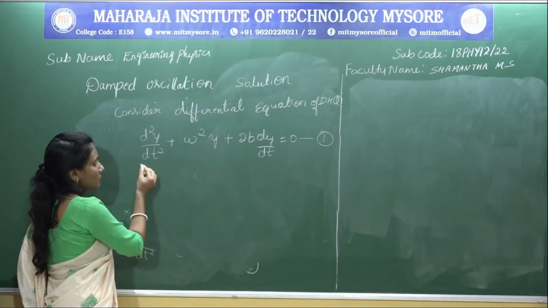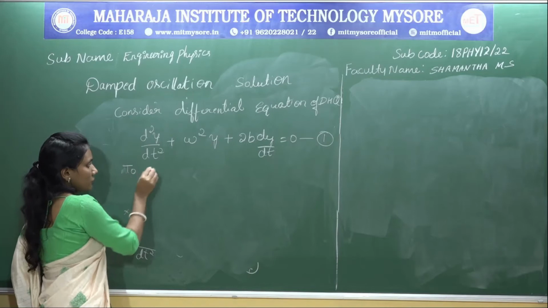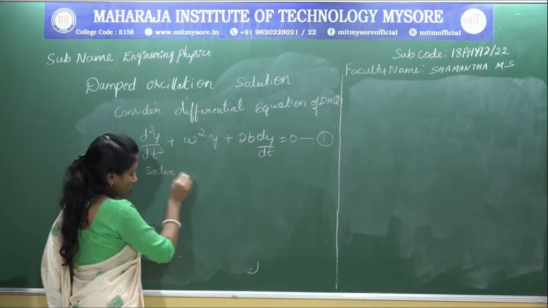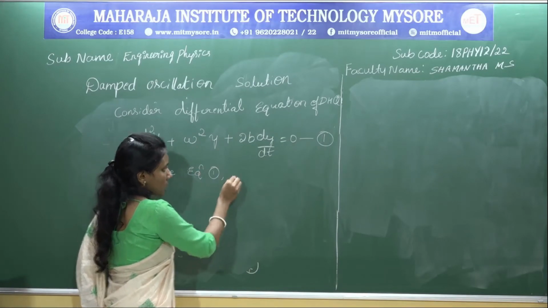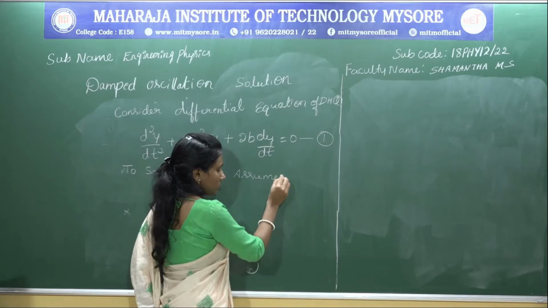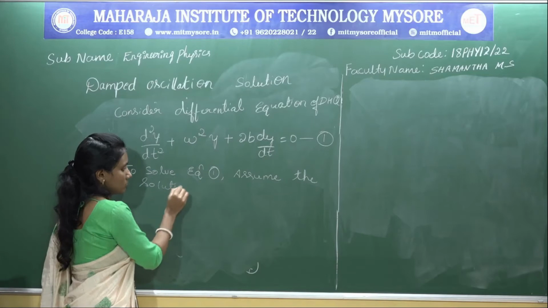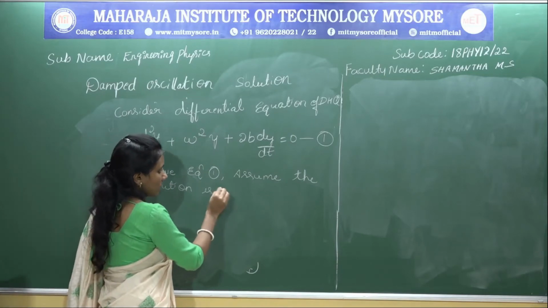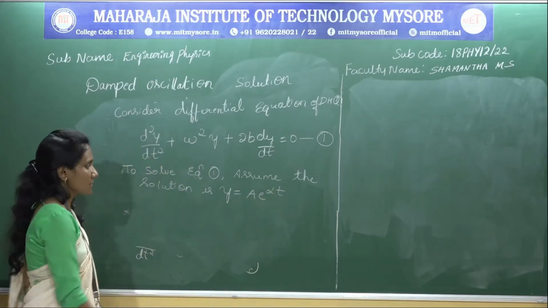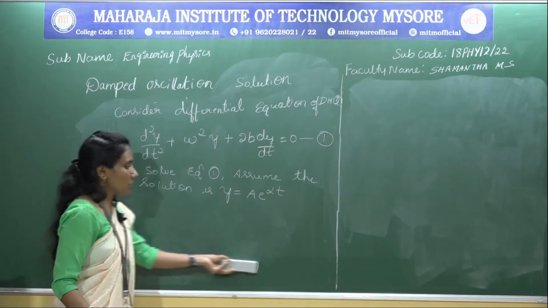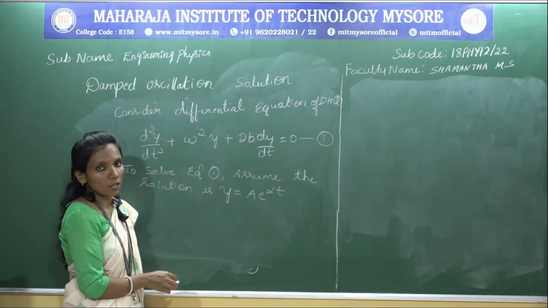Now, to solve this differential equation, equation 1, assume the solution is y is equal to a into e to the power of alpha t. Okay. So, just assume one solution and next find out the exact solution for the damped harmonic oscillation.